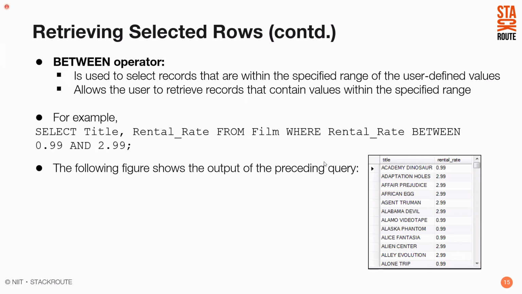I think I introduced IN and BETWEEN yesterday for check constraint. The word BETWEEN is for your range operator. BETWEEN is used to select the records that are within the specified range, inclusive of the range, with user defined values. It allows the user to retrieve the records that contain values between the specified range.